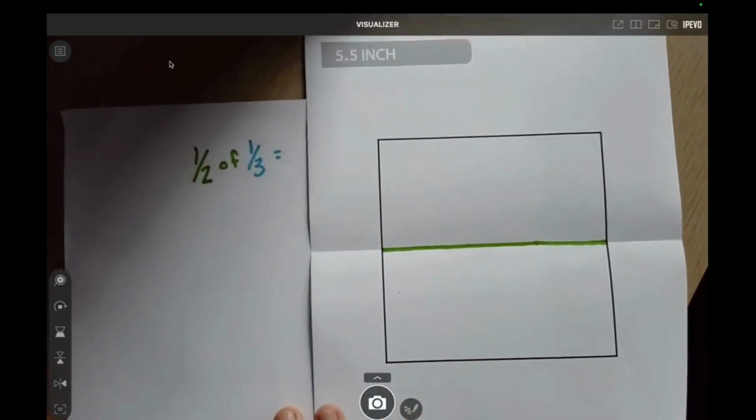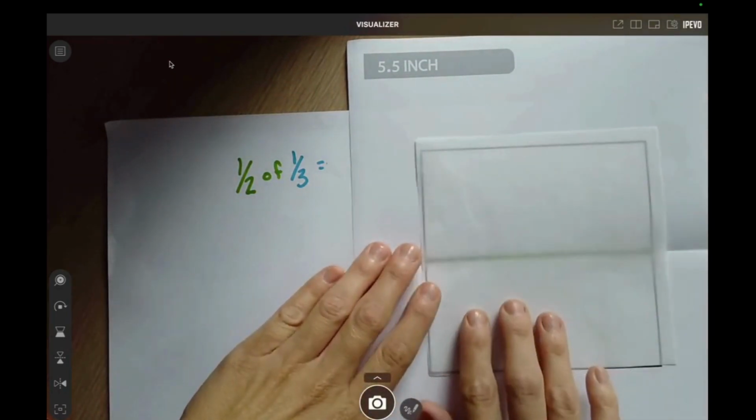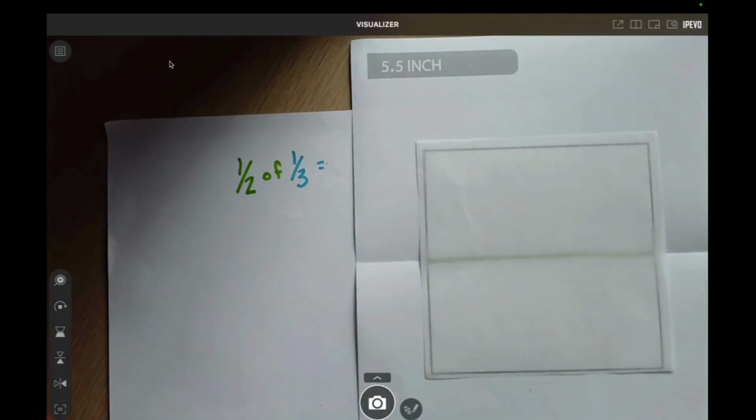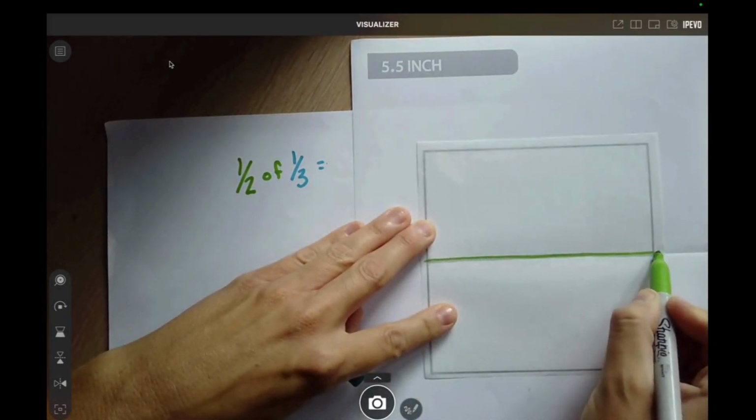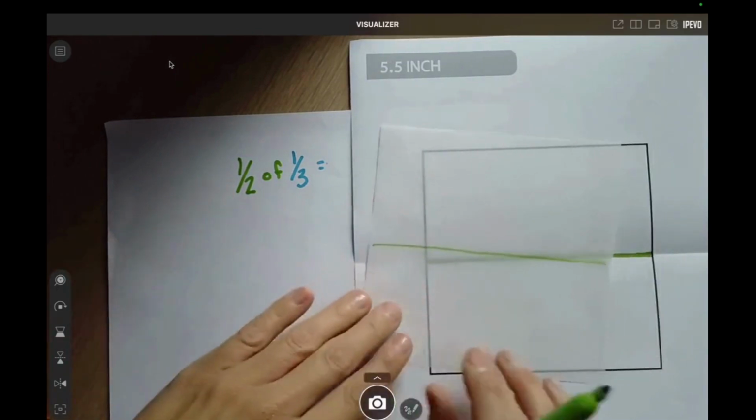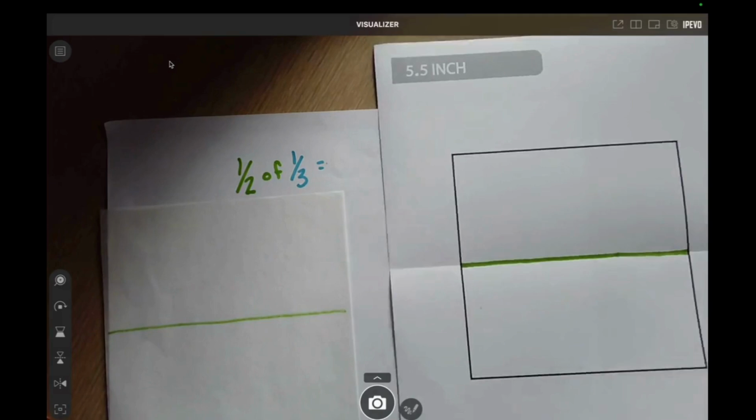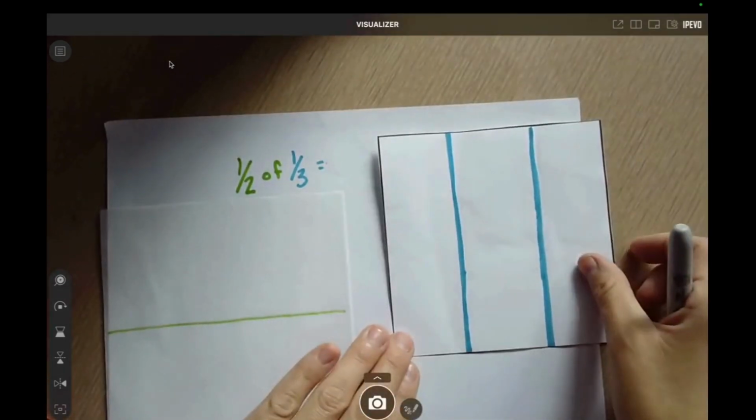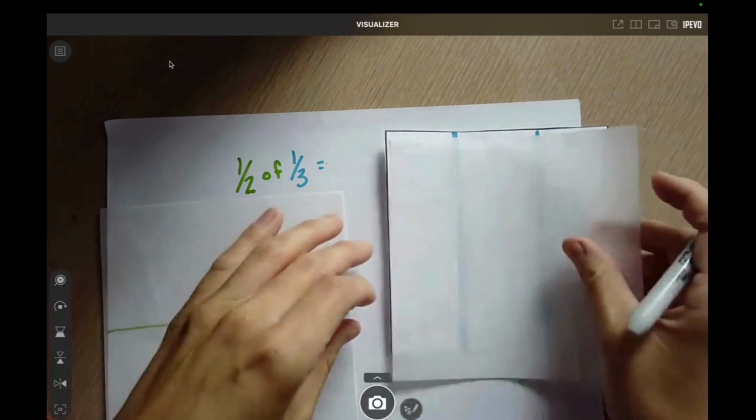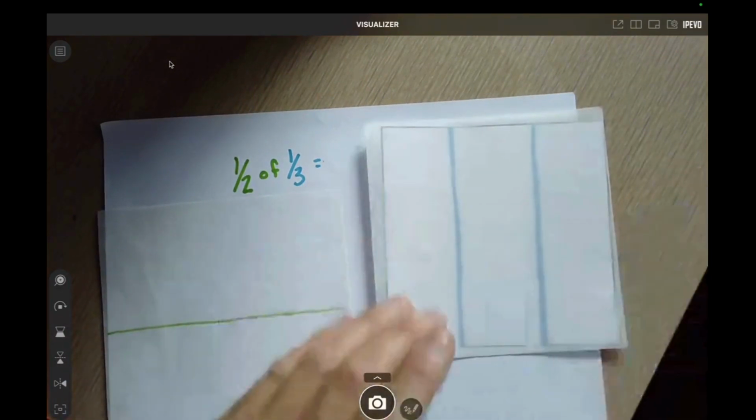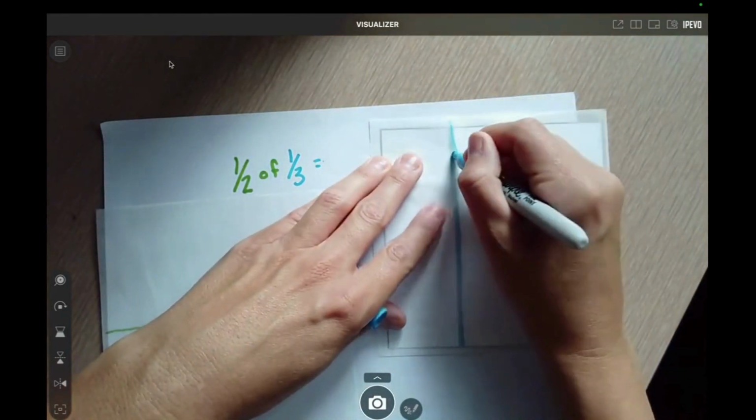Here we have our 5.5 inch square, and students will have their template and they'll overlay, and then they will copy the line. I like to color code this, students 1/2, and then we show 1/2 with the parchment patty paper. Here's my thirds template. Students will overlay that as well, and then they will trace.